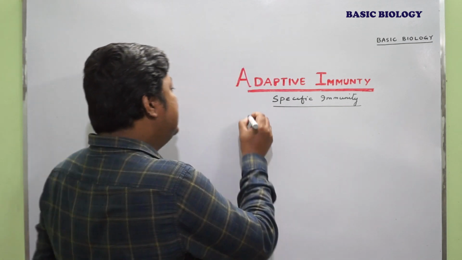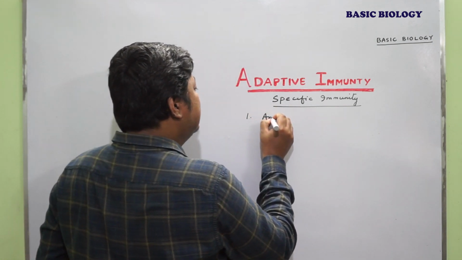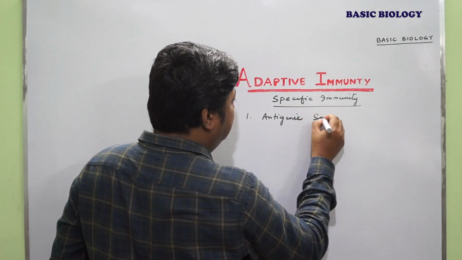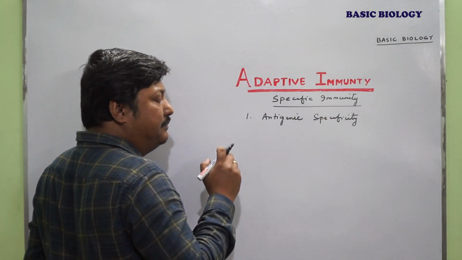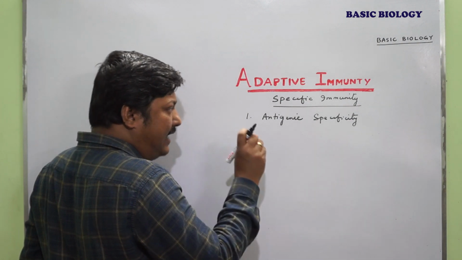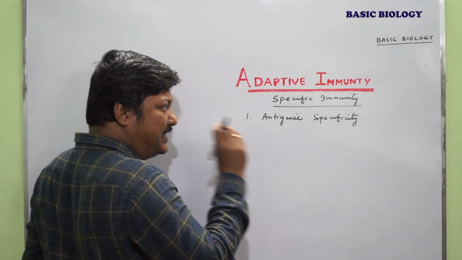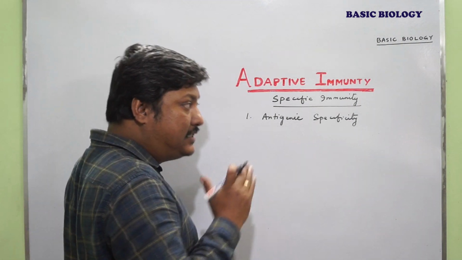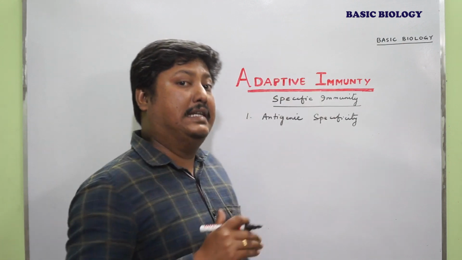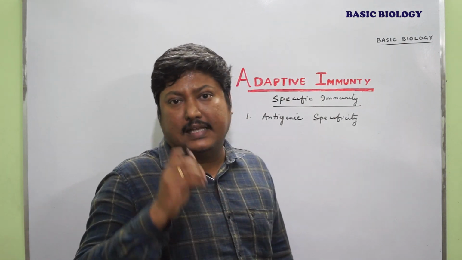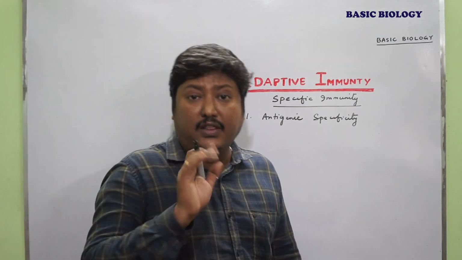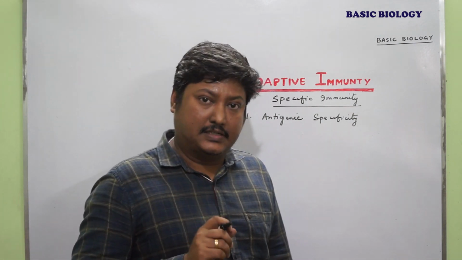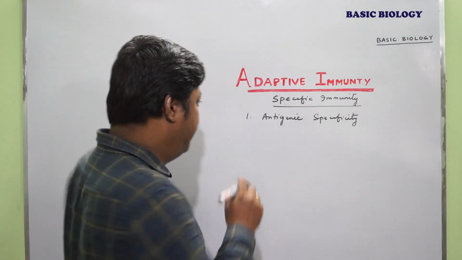First one is antigenic specificity. It means our immune system can recognize a specific antigen and distinguish it from another antigen. That is, our immune system has the potential to distinguish between two antigens, even if they differ by a single amino acid. So it's a very unique property.